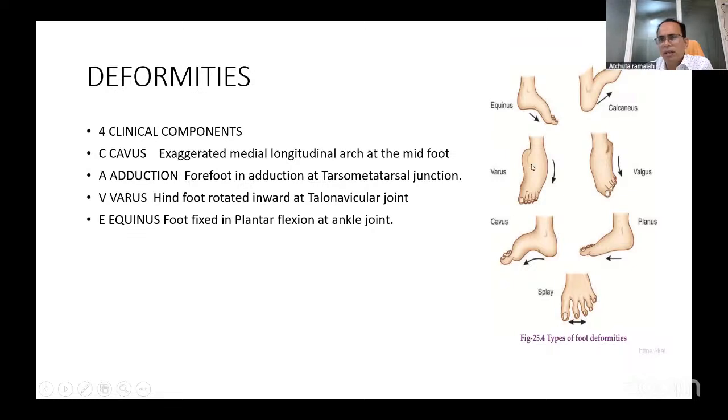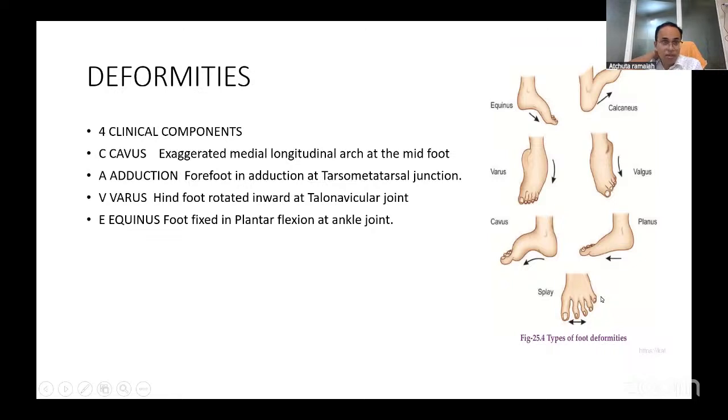Varus is the inward bending of the lateral aspect of the foot, the reverse is valgus, and then cavus. You should not confuse cavus with equinus. In a cavus, there is a midfoot deformity only. Hindfoot and forefoot both are touching the ground, whereas in equinus, only the forefoot touches, and the midfoot and hindfoot are both off the ground. Another one is planus and splay.